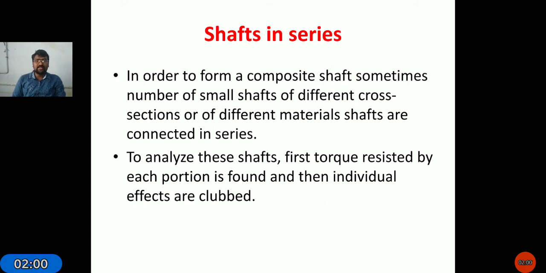To analyze these shafts, first the torque resisted by each portion is found and then the individual effects are clubbed. Suppose a compound shaft consists of three different diameters and three different materials, then we need to calculate torque and angular twist in each section. After that we will combine all these parameters, and we will get the required amount of torque and angle of twist.